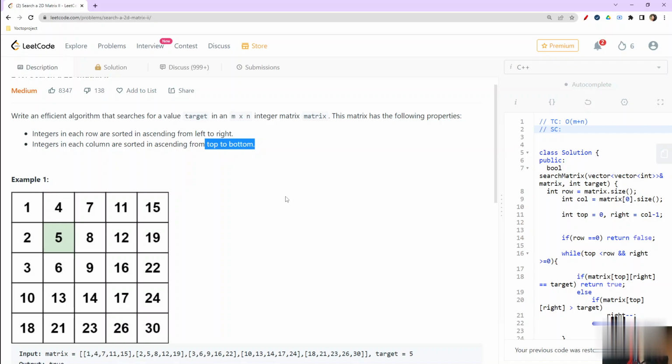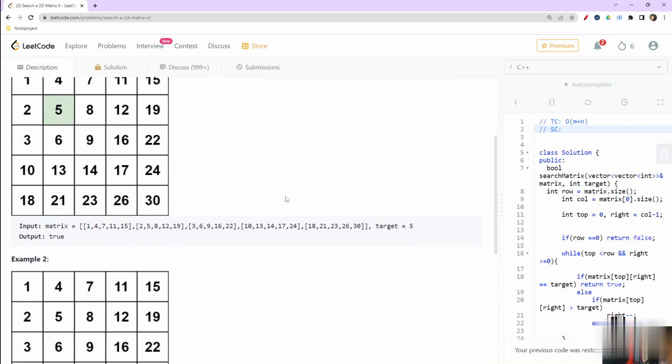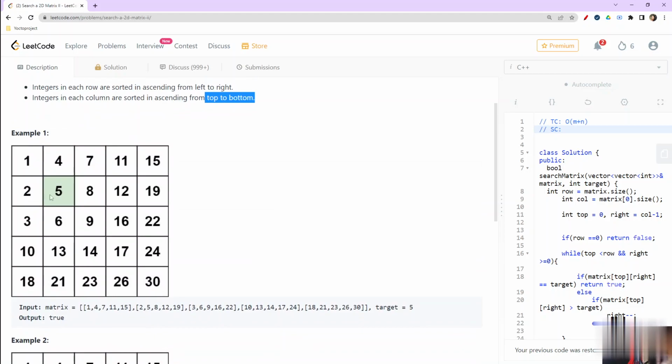Because of this sorting only, we can figure out how to find a particular element in this whole matrix. Because of this sorting, our work becomes much easier. Now, how they have figured out this 5 is like they would have searched for 1, then 4, right? And that target is 5, right?